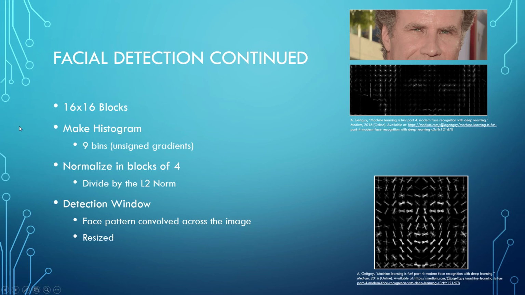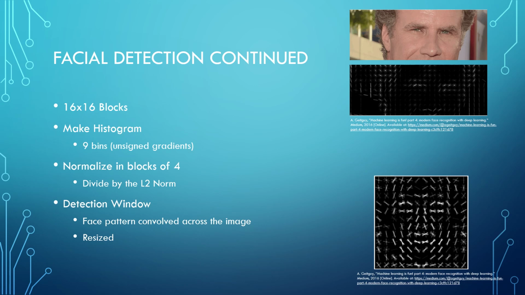And then out of these 16 by 16 blocks, you take 4 of them in a square pattern in order to normalize them. You normalize them by taking the L2 norm of all of the block values and then dividing each of the block values by that. And then you move this block of 4 across the entire image in order to normalize the entire image. Now once you've done that, you should end up with an image you see over here that is a histogram of oriented gradients from Will Ferrell.